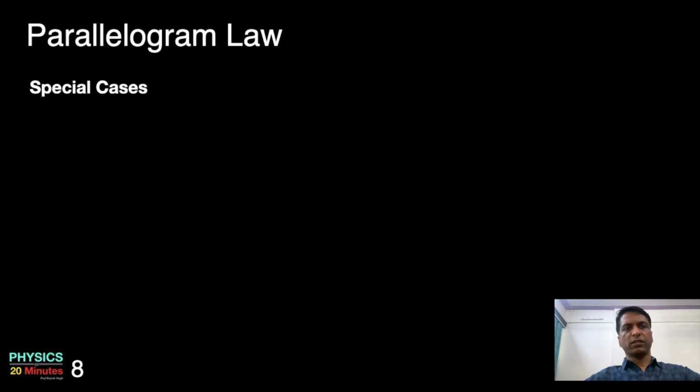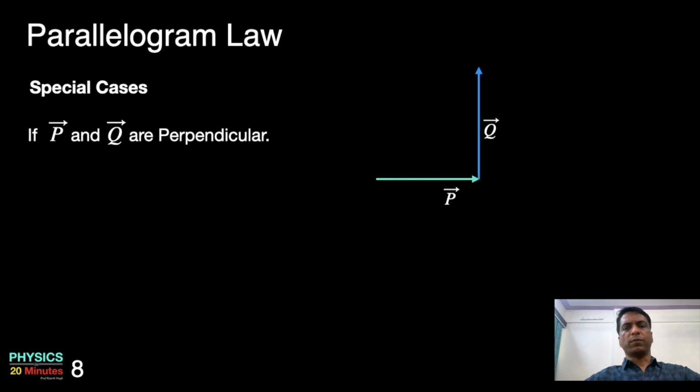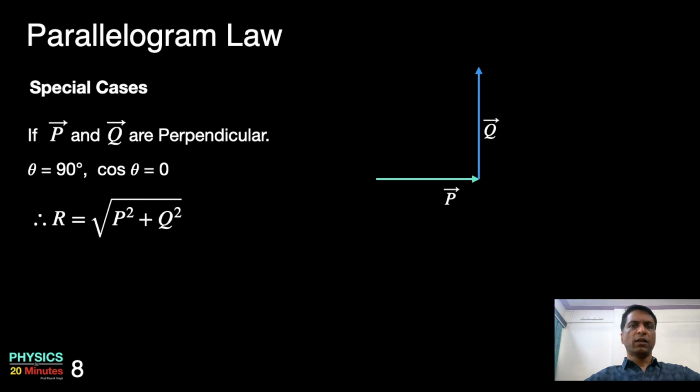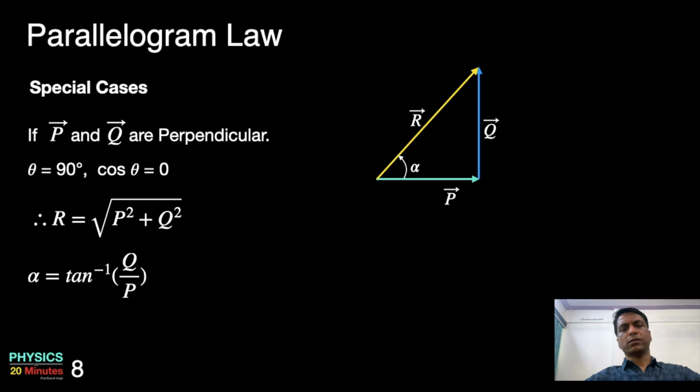Third special case, what will happen if P and Q are perpendicular vectors? So if P is pointing to the right and Q is pointing perpendicular to it, then the angle between them is 90 degrees, cos 90 is 0. Therefore the equation reduces to R is equal to root of P square plus Q square. As expected, the equation reduces to Pythagoras theorem. The angle between P and R is given by alpha is tan inverse Q by P.